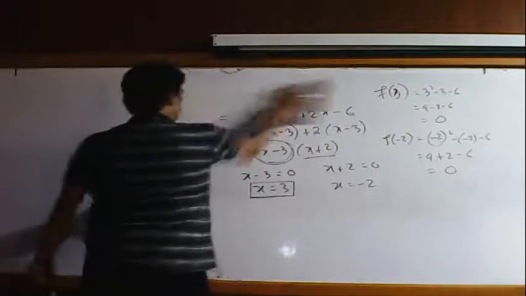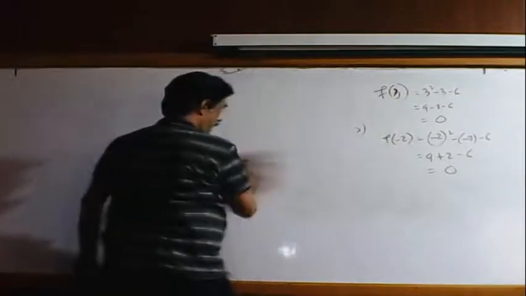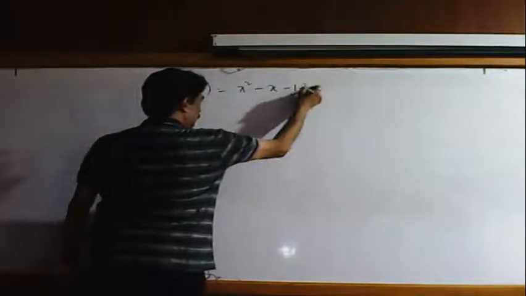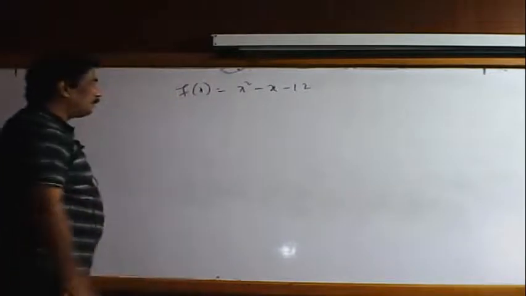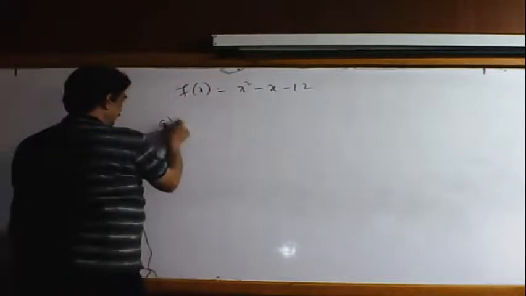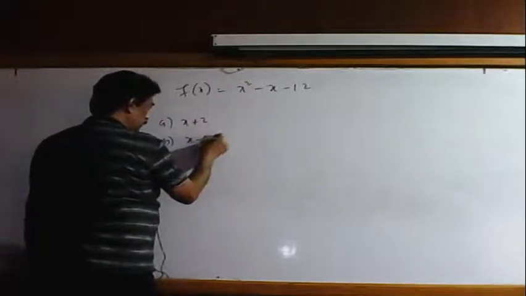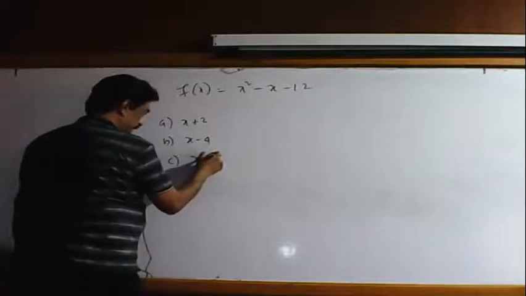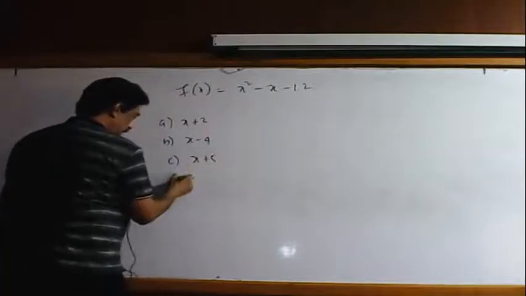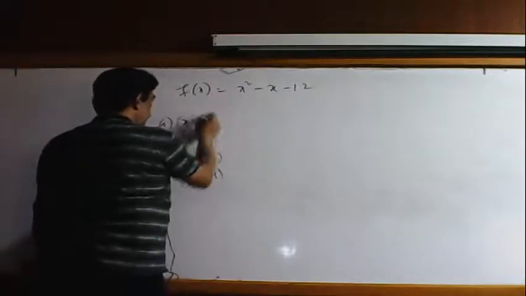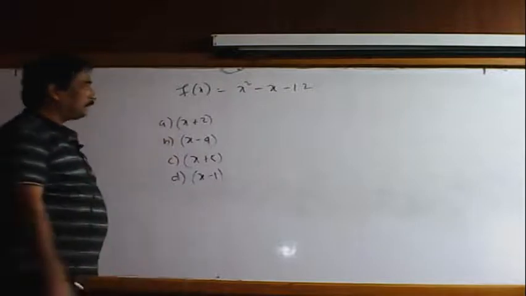Now, your question is, f(x) equal to x square minus x minus 12. Which of the following is one of the factors of the given expression? Option A, x plus 2. Option B, x minus 4. Option C, x plus 5. Option D, x minus 1. Now, you have to find out which one is one of the factors of the given expression.